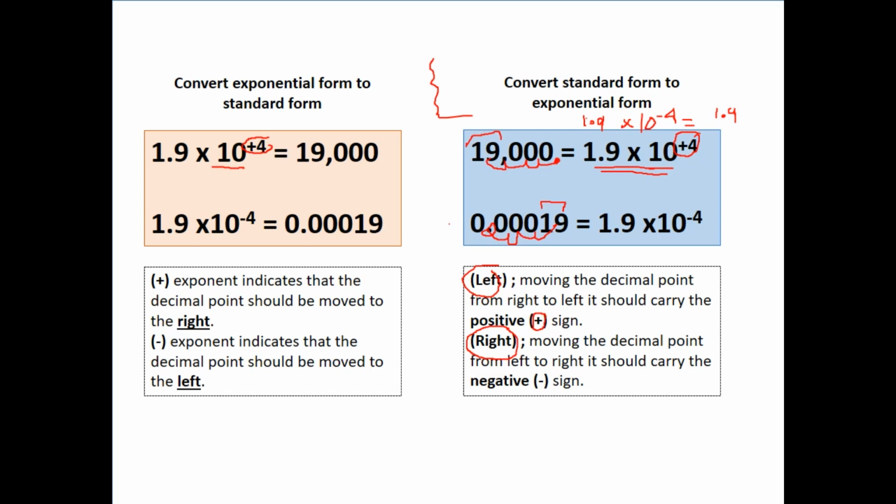Okay, so if we convert this to standard form, do you think it is the same as 19,000? Okay, so we have 1.9, and since it is negative 4, we are moving to the left 4 times. So, the result is 0.0019. So, it is no longer the same as 19,000. Okay, that's why this time, if you are moving to the left, you will carry a positive sign.